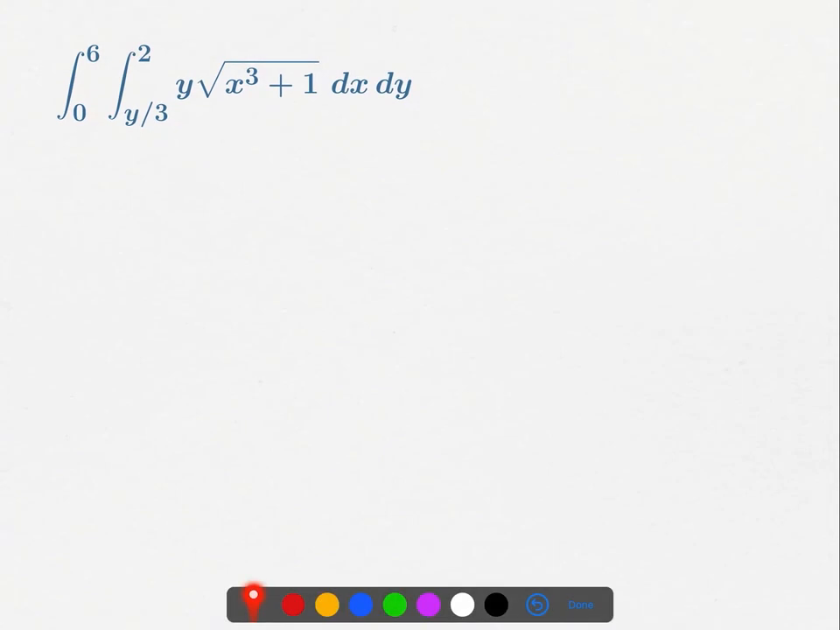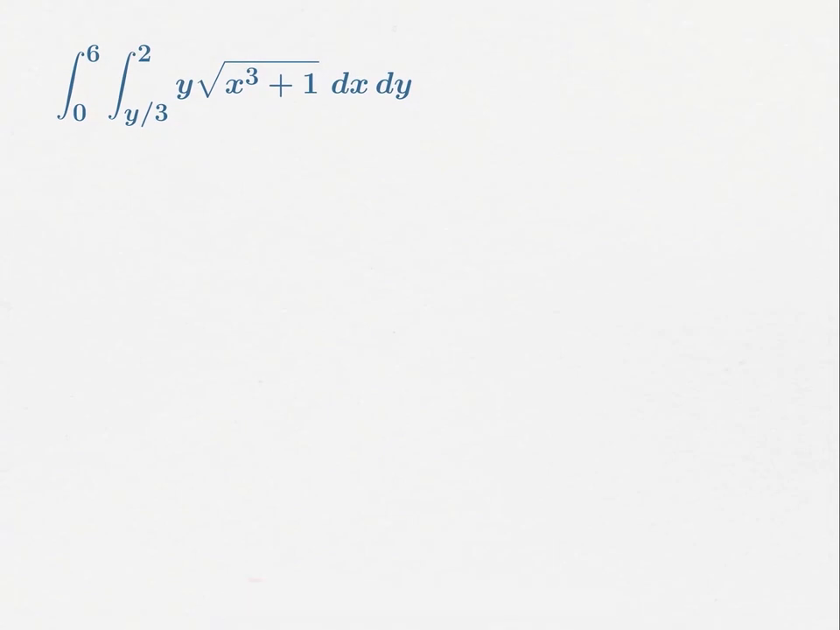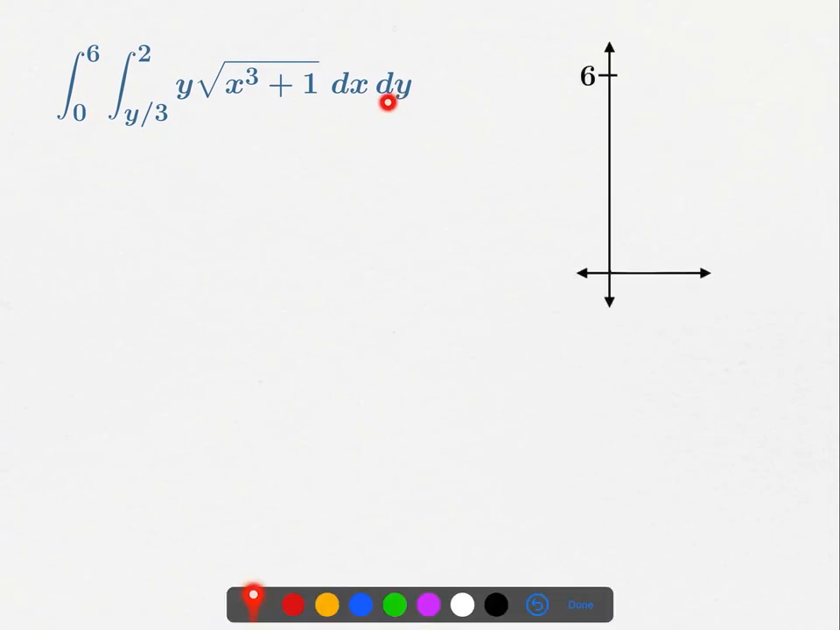So let me go ahead and put the region here. Y is between 0 and 6. That's what this is telling us. X is going from y over 3 to 2. X equals y over 3 is the same thing as y equals 3x, and x equals 2.